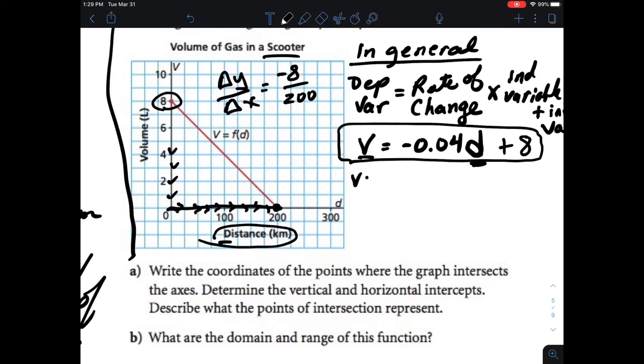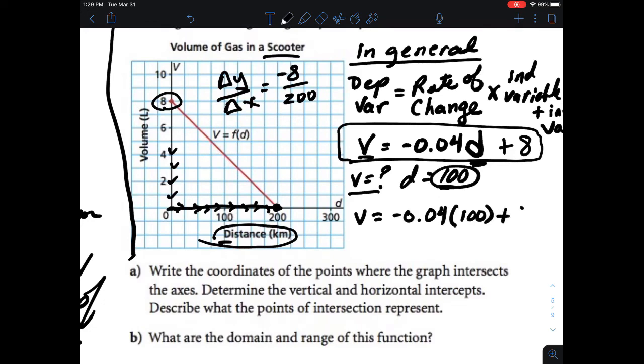So, for example, let's say, what's the volume when the distance is equal to 100? So I've gone 100 kilometers. How much is left in the tank? V equals negative 0.04, and now I'm replacing distance with what distance is, 100, plus 8. So this is negative 4 plus 8, which is 4. And you can see that value on here. If I go from 100 up to my line and go over, yep, 4. That is the volume of gas after I've gone 100 kilometers.